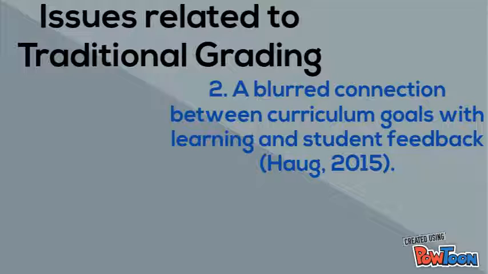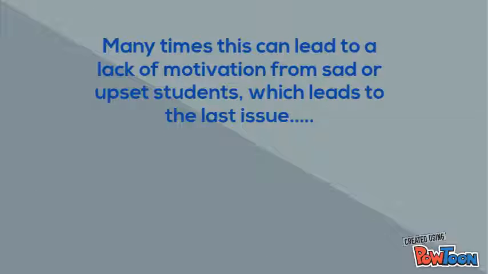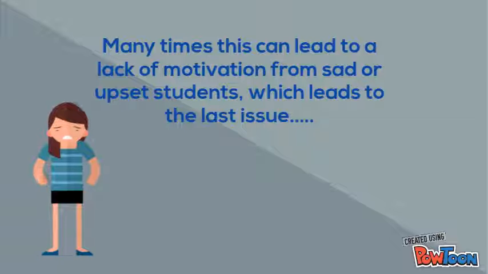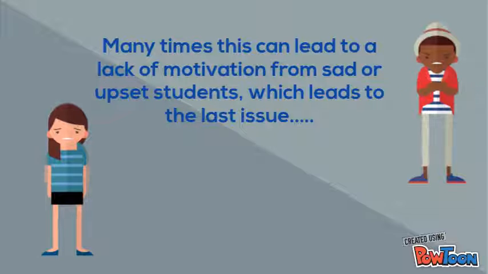The second issue is a blurred connection between curriculum goals with learning and student feedback. With traditional grading, the content goals can sometimes be lost as the system fails to recognize the student's input while it focuses too much on hammering home the information. Many times, this can lead to a lack of motivation from sad or upset students, which leads directly to the last issue.